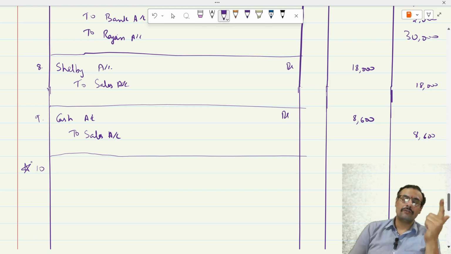Then withdrew from bank. Then withdrew for... there are a few journal entries, not just three, there are a few. Withdrew for office use. Alright, make note somewhere. I'll repeat: deposited into bank, withdrew from bank, withdrew for office use, withdrew for personal use, and withdrew for personal use from bank. These five transactions are almost similar.